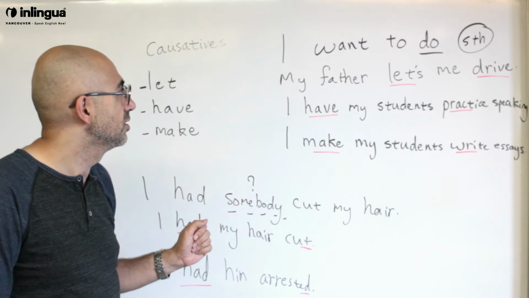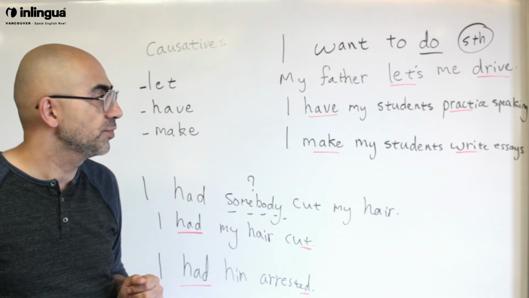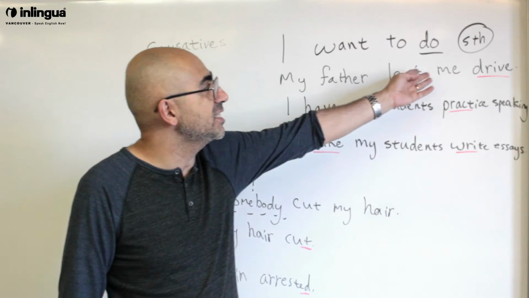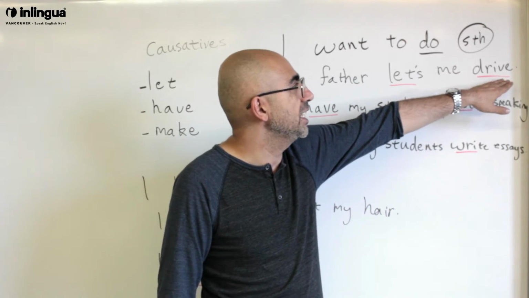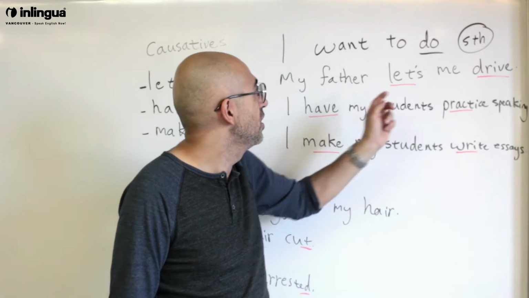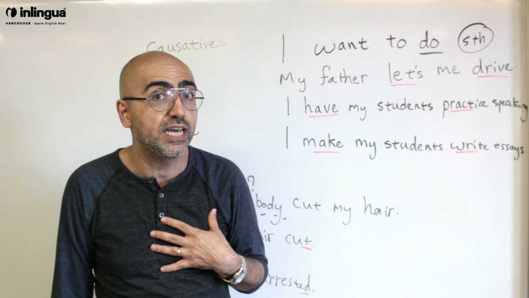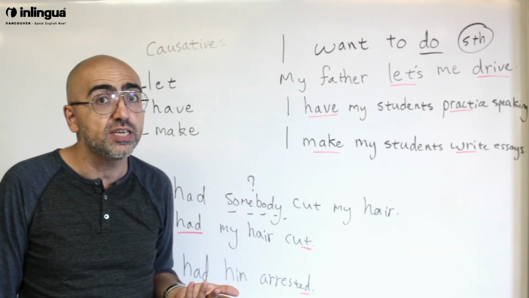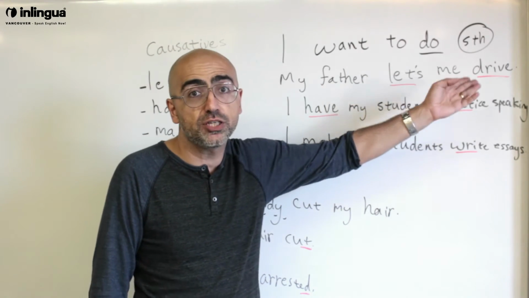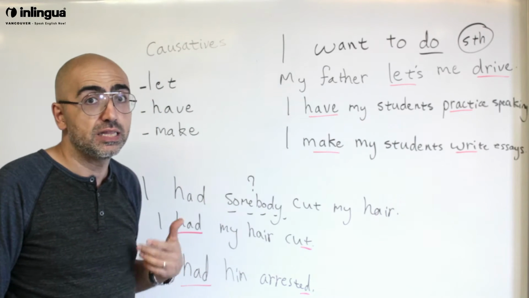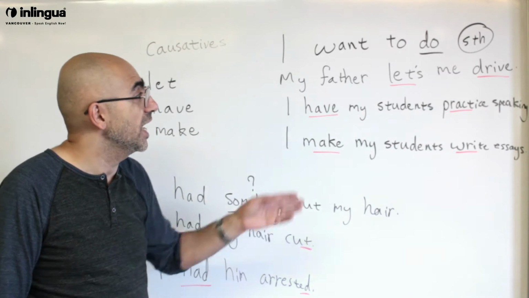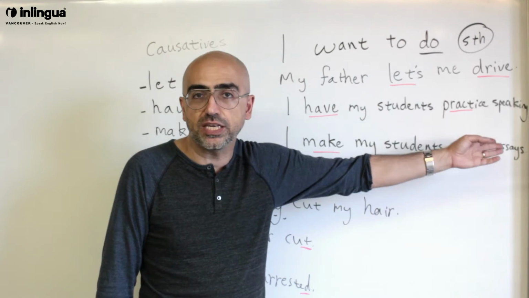Now, here, I have some examples for you. You can see, my father lets me drive. Notice, base form drive, there's no to there. My father lets me drive. I want to drive. I enjoy driving. So my father lets me drive. Right? The verb let works.